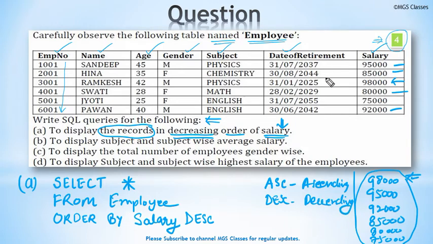If the question had asked to display the records in increasing order of the salary, in that case you would write ASC in place of DESC. So remember, the question may be asked in any pattern. This question A is worth 1 mark. If you write the query like this, you will definitely get the 1 mark.